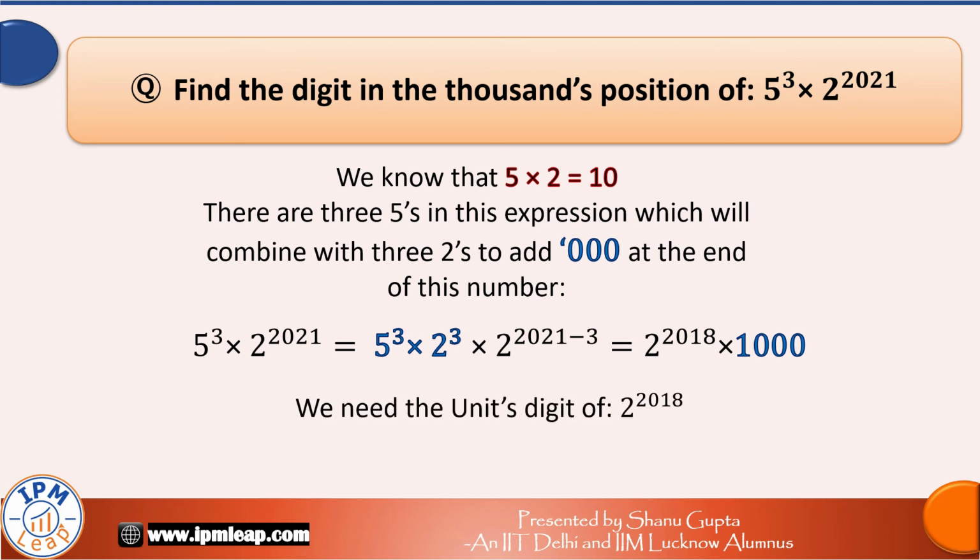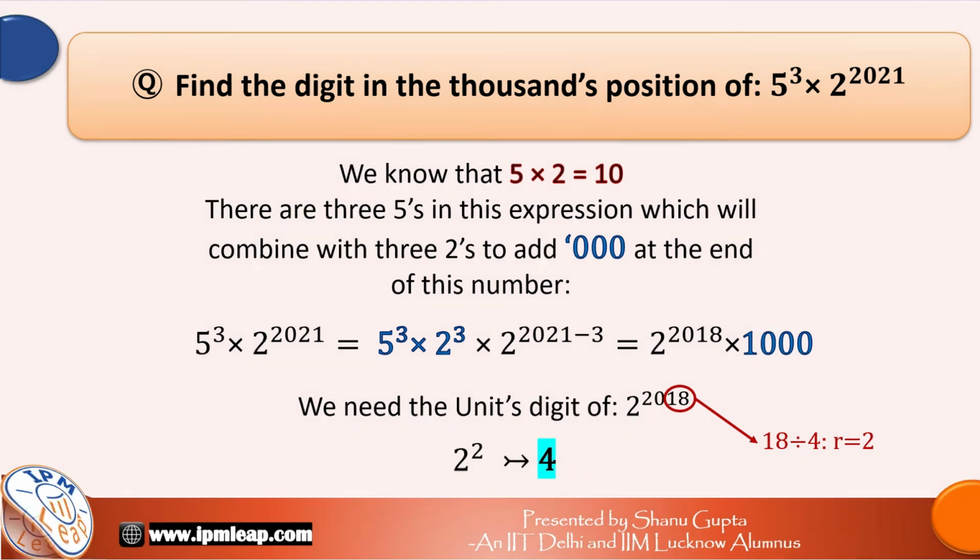What's the units digit of 2 raised power of 2018? The base 2 has a cyclicity of 4 for its powers. So divide 2018 by 4, the remainder will be 2. That means second step of the cycle. Our answer for the units digit will be 2 raised power 2, that is 4.